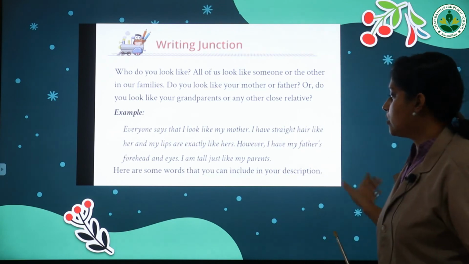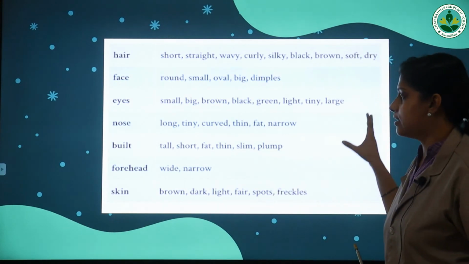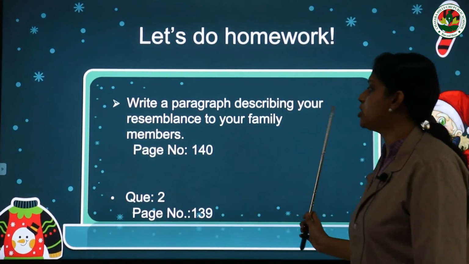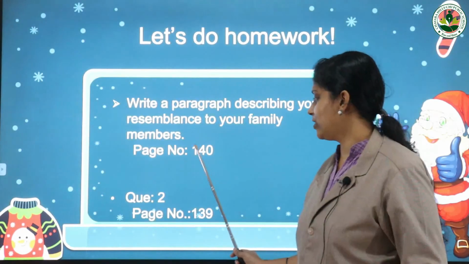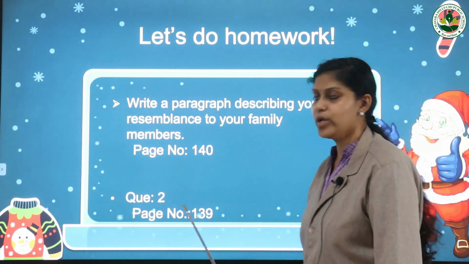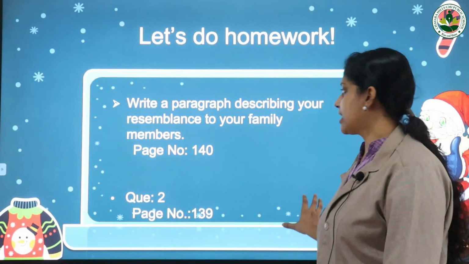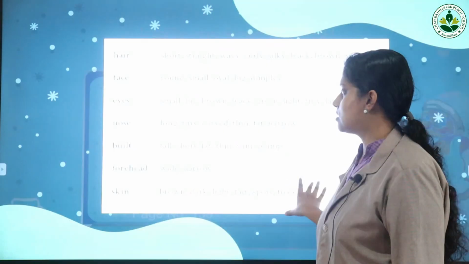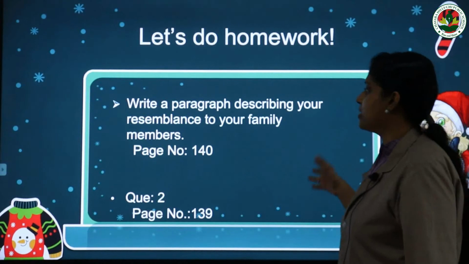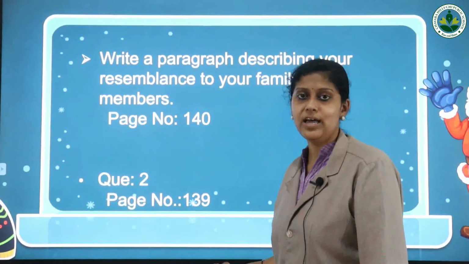Now let us check some other words. This will help you to write the paragraph. You can use the clues given in this box. The question is: write a paragraph describing your resemblance to your family members. You will get the question from page number 140. These are your homeworks. Next one, question 2, page number 139.